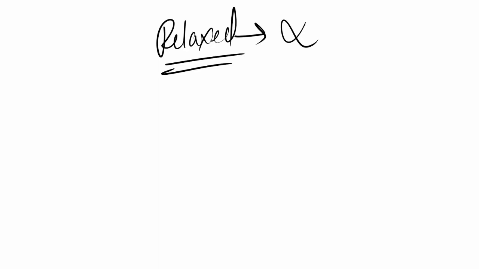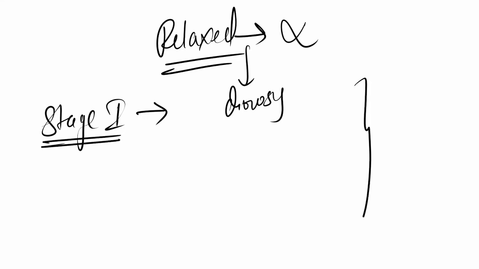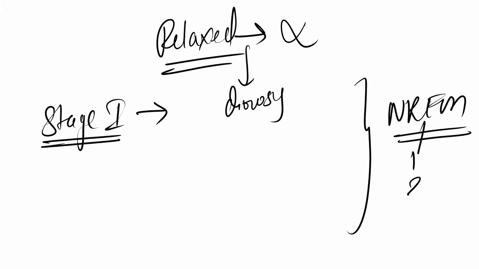So first the person is having alpha waves, he's relaxed, then he starts feeling drowsy. That is stage 1 of sleep. So again, we are talking about NREM. These are the stages of NREM sleep. The NREM sleep is divided into 4 stages, stage 1, 2, 3 and 4. So the person is relaxed, he goes to stage 1, that is drowsiness.